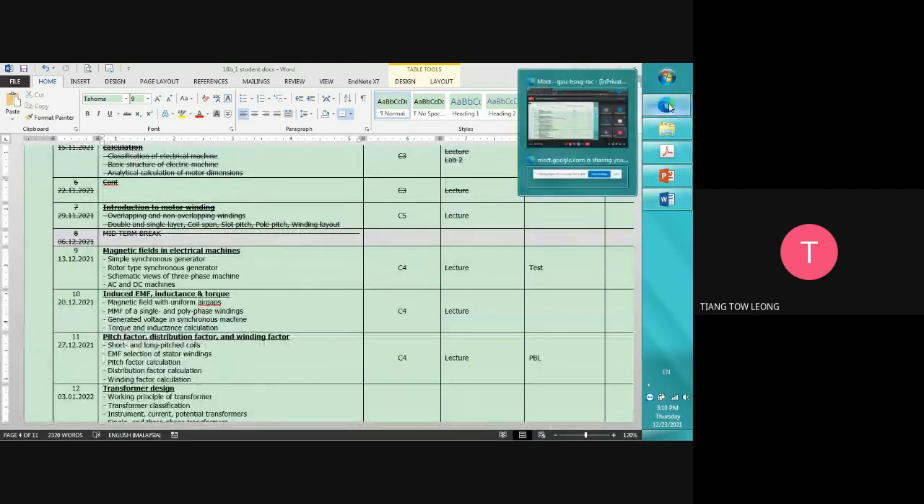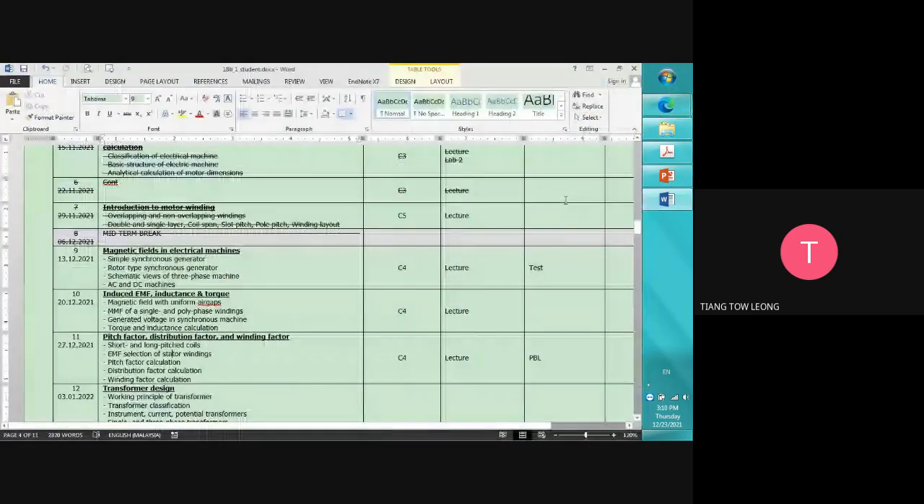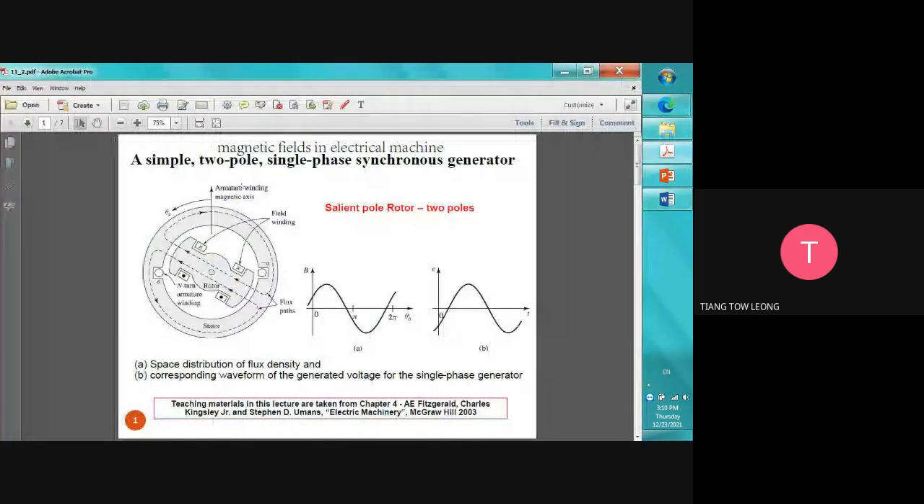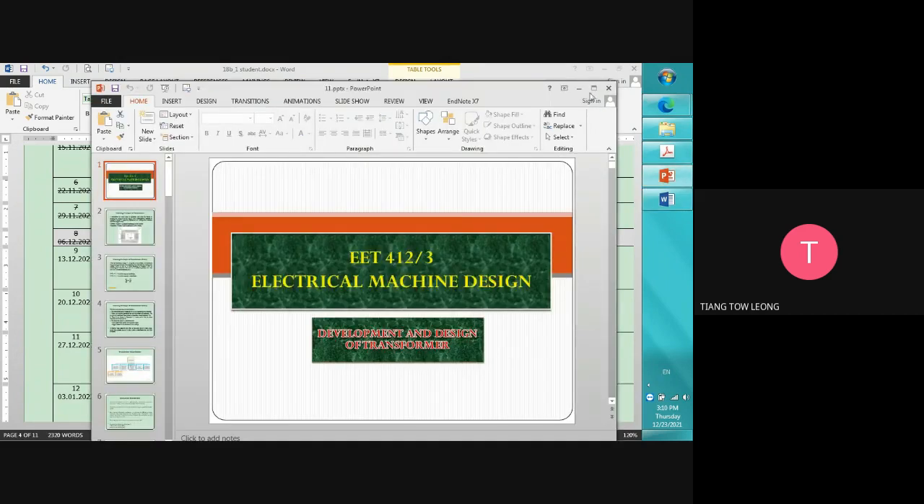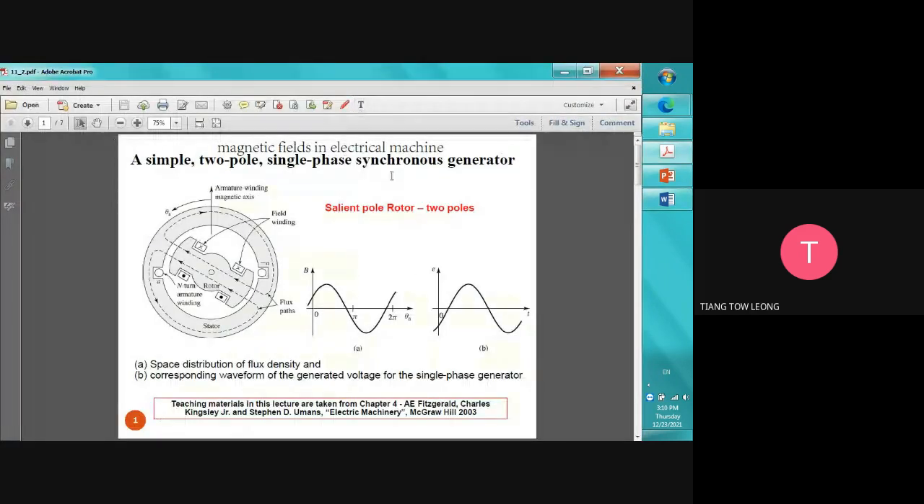Okay. So let's see. We start from magnetic fields in electrical machines. We cover the simple synchronous generator, then the rotor-type synchronous generator, the schematic view of a three-phase machine, and also AC and DC machines. So let's have a look at the slide. Have I shared this slide with you guys? Maybe yes, maybe no, I'm not sure.